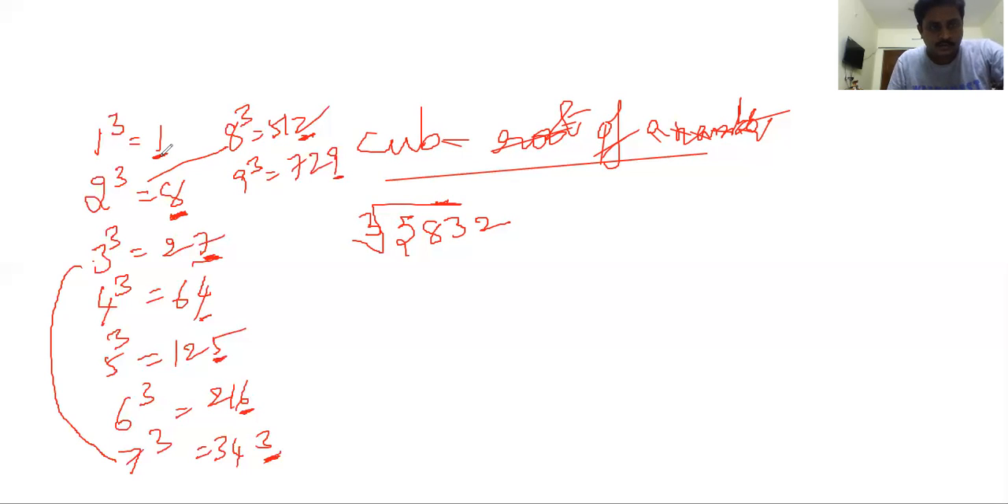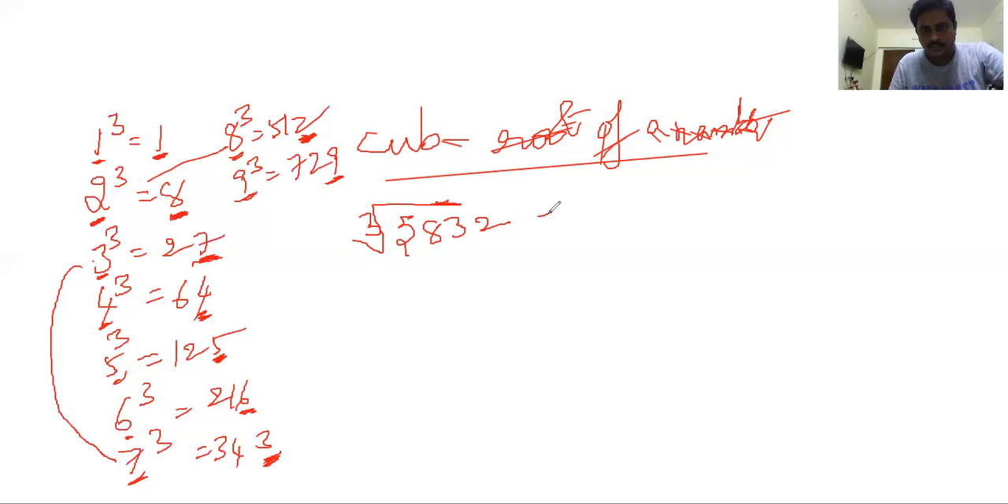That means if 1 is the last digit of the cube, the last digit of the root is 1. 8 is the last digit, means we get 2. 7 is the last digit, means we get 3. 4 means we get 4. 5 means we get 5. 6 means we get 6. 3 is the last digit, means we get 7 as the last digit in that root. 2 as the last digit means we get 8. 9 means we get 9.